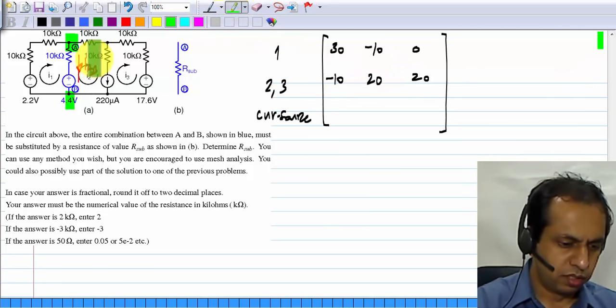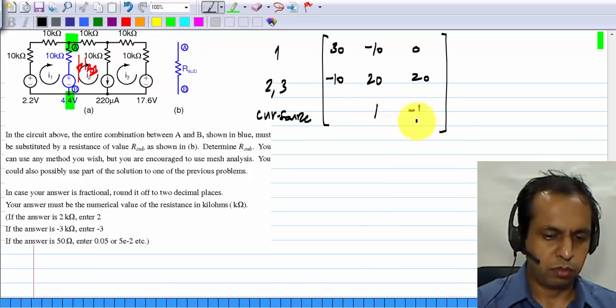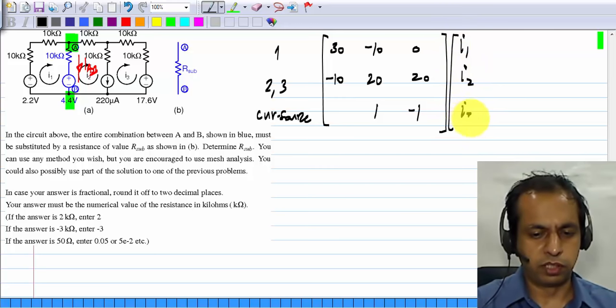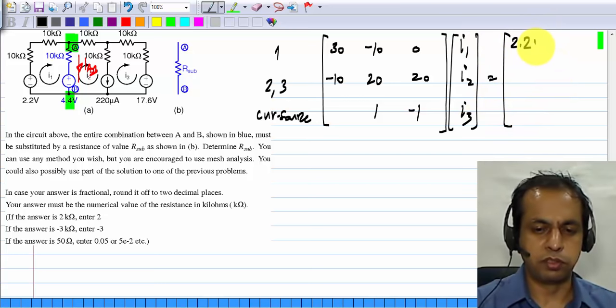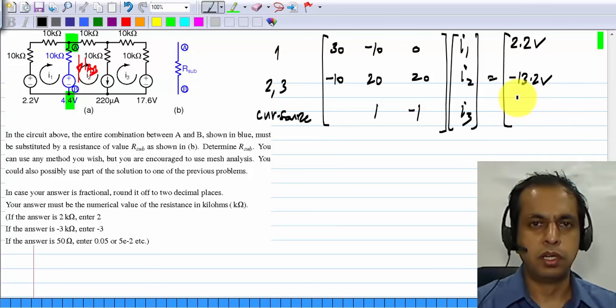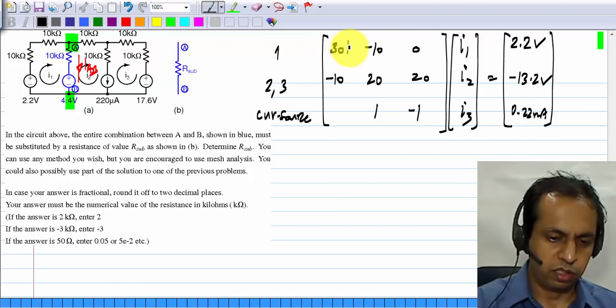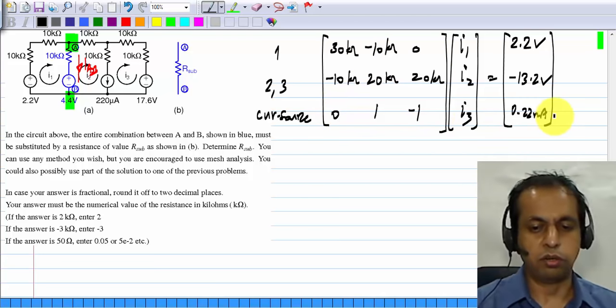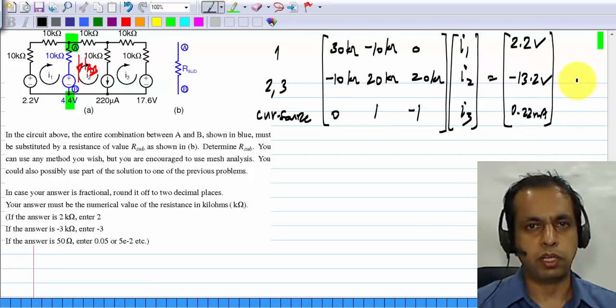Then also you know that I2 minus I3 is this current source. This is of course multiplying the unknown current vector, and the result is the voltage rise in the first mesh, which is 2.2 volts, voltage rise in the super mesh, which is minus 13.2 volts, and the current, which is 0.22 milliamperes. By the way, the first two rows are in kilo ohms, and the third row is dimensionless. And you can invert this, find I1, I2, I3 and solve for it.